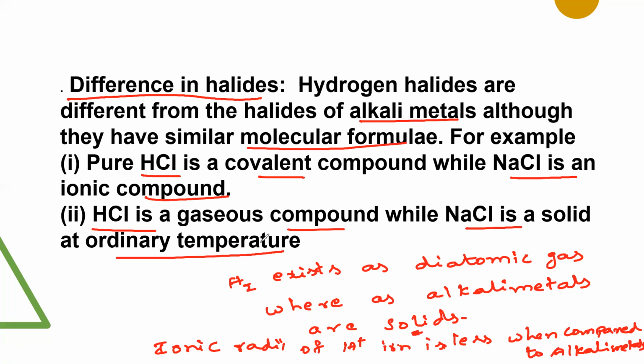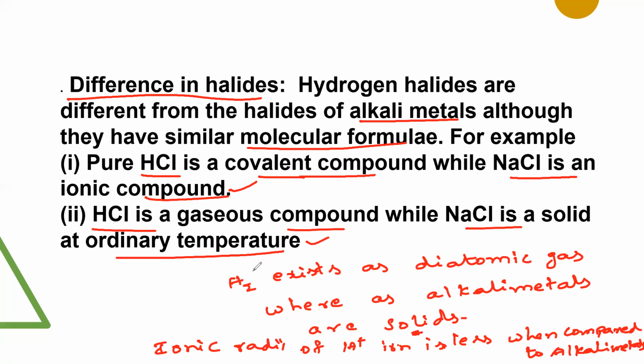So in total, how many points do we have? Ionization enthalpy, difference in the physical state, ionic radii, nature of oxides, nature of halides. Hydrogen halides are covalent compounds, while NaCl is an ionic compound. HCl is a gaseous compound, while NaCl is a solid compound at ordinary temperature.